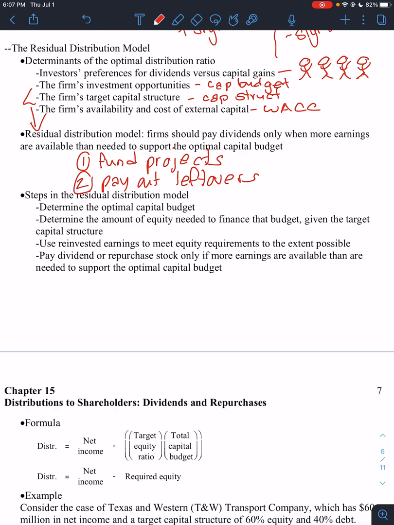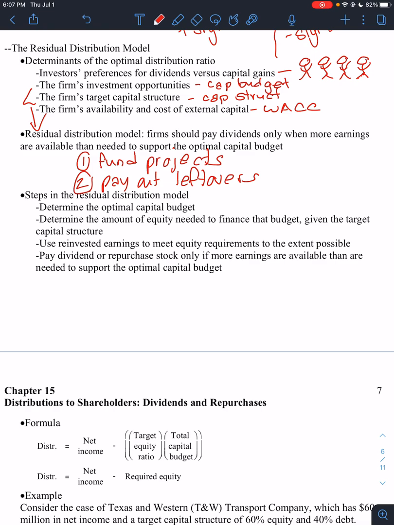Done. That's it. Do your projects first, because remember how a firm grows. Remember how a firm maximizes shareholder value: they pursue positive NPV projects. And remember that whole idea of capital rationing back in the capital budgeting chapter? Not good, right? It's not good that we have capital rationing. That means we leave positive NPV projects on the table. So this says projects come first, and then you can pay out whatever you have left over.